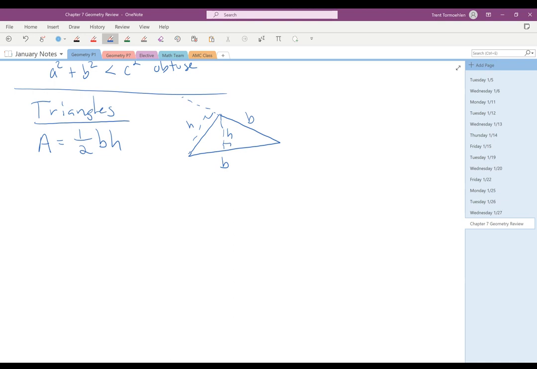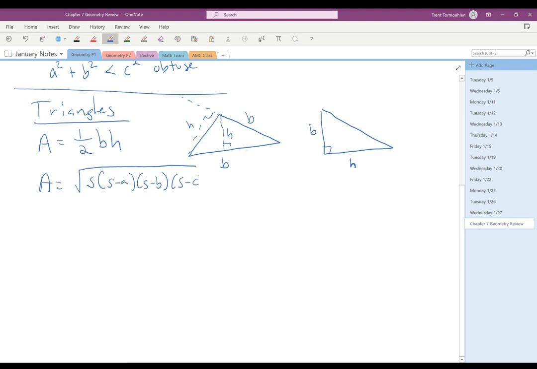Okay, also remember that in a right triangle, the legs are the base and the height. Those are the base and the height in a right triangle. Then we had our Heron's formula. Remember, S is the semi-perimeter, and so it's the square root of S times S minus A, S minus B, S minus C.